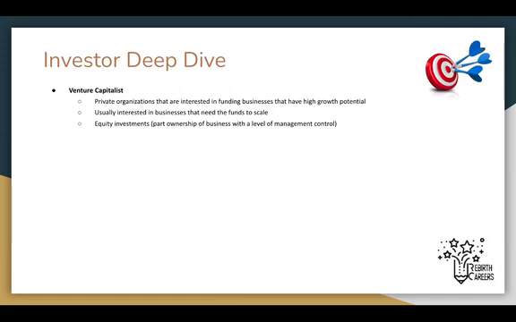So this is something for you to think about as well. Usually with venture capitalists, they want to either be on your board, they want to have some say in the management of the organization. That helps, of course, to minimize the risk when they have their hands on part of the management of the organization. So it's important for you to note that.